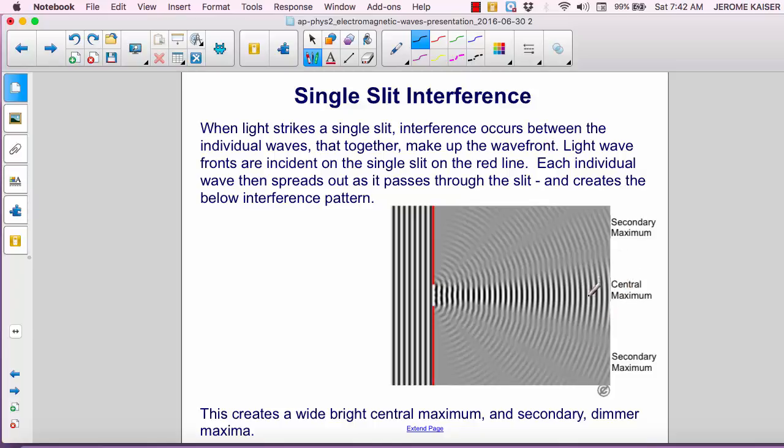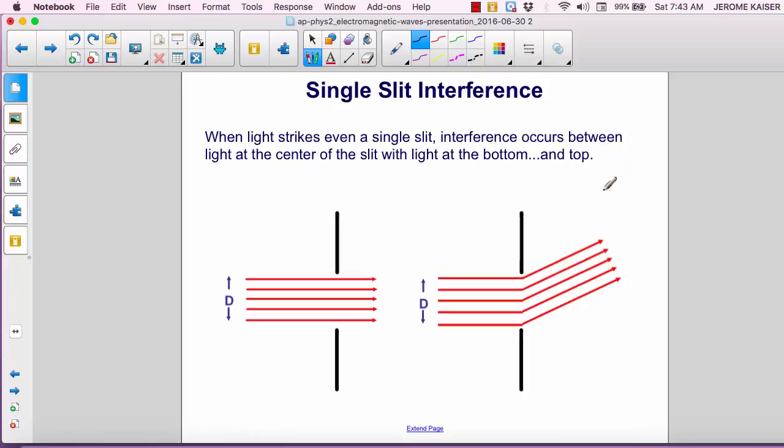Here you can see there's a wide central maximum pattern, and then there's a much dimmer secondary maximum located above and another one below. Let's look at single slit interference a bit more. When light hits even a single slit here, we can see that interference is going to occur between the light at the center of the slit and the light at the bottom and at the top.